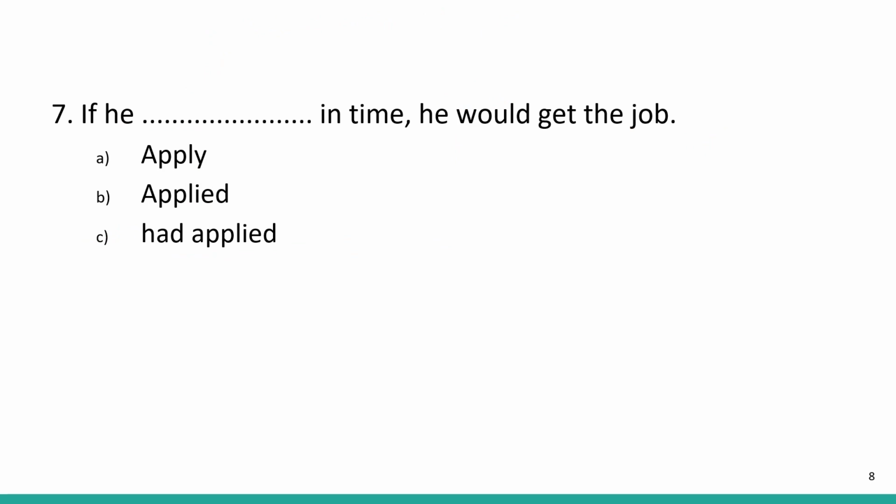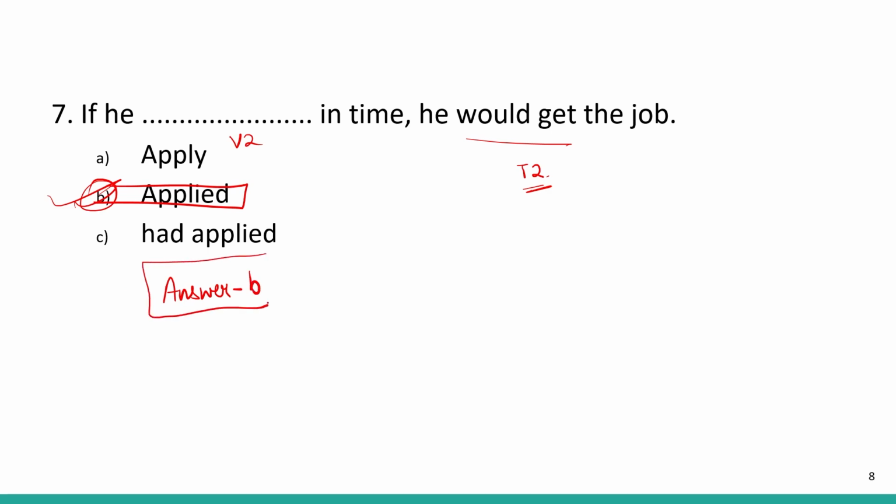Now the seventh sentence: if he dash in time, he would get the job. Now in this sentence again, would get. This means this is type 2 condition. In this we need verb second form. So it is applied, that is B. That is past indefinite. So our answer will be B. So the complete or correct sentence will be, if he applied in time, he would get the job.